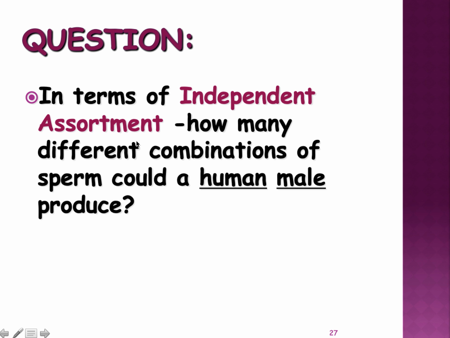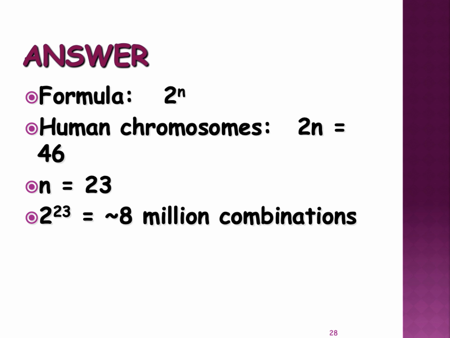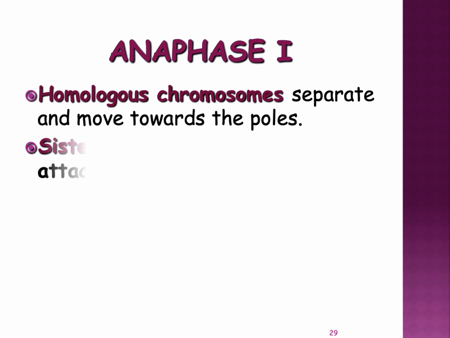So in independent assortment, there are many different combinations that a human male can produce. Doing the math, if you have 2 to the n, that's the formula to get all those combinations. We know n is 23, right? We just mentioned that earlier. So 2 to the 23 combinations, that's 8 million combinations. There's the diversity we're looking for.